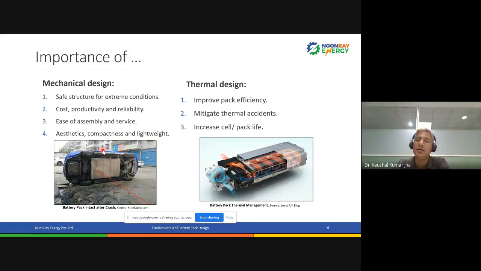The third point I have already talked about: increase cell life as well as pack life. Now, the first point was improve pack efficiency. What improved pack efficiency means is that at an elevated temperature, you cannot discharge at its full capacity, or you cannot even charge it at full capacity. Why? Because that would further elevate the temperature. So you have to reduce your charging current or discharge current, and thus you are reducing the pack efficiency.